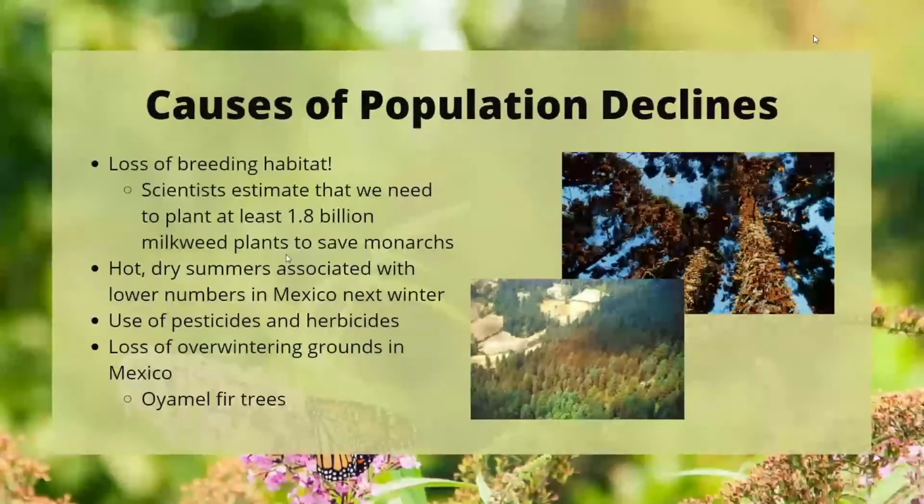Additionally, climate change, which she also touched on, and of course a lot of these stressors and environmental concerns are going to be the same for a lot of different species. Some of the species she spoke about have the exact same concerns: loss of breeding habitat, climate change. And where we're seeing an increase in hot, dry summers in parts of North America, we actually have research to show that these hot, dry summers are associated with lower monarch numbers in Mexico the next winter. Another concern for them, as with many different species of insects and animals, is the use of pesticides and herbicides. And lastly, we are seeing, though hopefully we have curbed it, some loss of these overwintering grounds in Mexico.